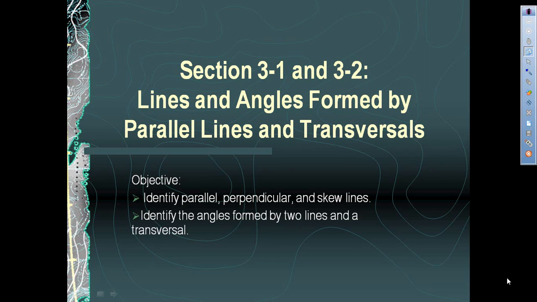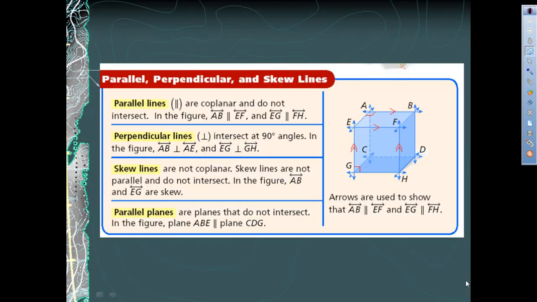Section 3-1 and 3-2, lines and angles formed by parallel lines and transversals. The objective of this lesson will be to identify parallel, perpendicular, and skew lines, and to identify the angles formed by two lines and a transversal.